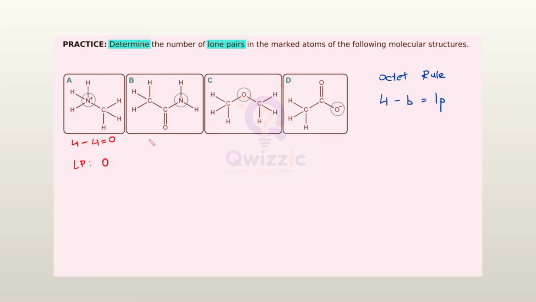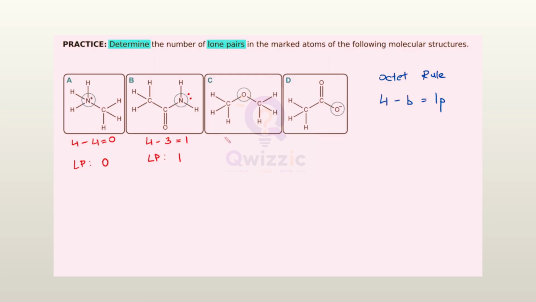For B, we have 4 minus the number of bonds around that nitrogen, 1, 2, 3. So 4 minus 3 gives us 1 lone pair on that nitrogen. So we can add that lone pair, and we can double check if the octet rule is now satisfied. 1, 2, 3, 4, 5, 6, 7, 8 electrons around that nitrogen. So the octet rule is satisfied with 1 lone pair.